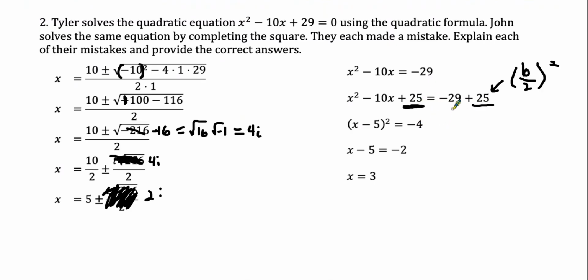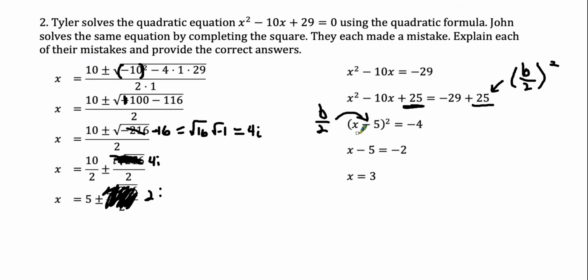So then we can simplify. On the right side, -29 plus 25 does in fact get us -4, so that looks good. On the left side, we can factor this. Now remember, we can go the long way and x factor it, right? But the shortcut is that since we created a perfect square trinomial over here, this will always factor into x, and then this value here will always be b divided by 2 squared.